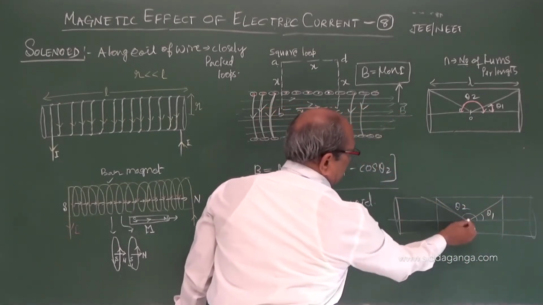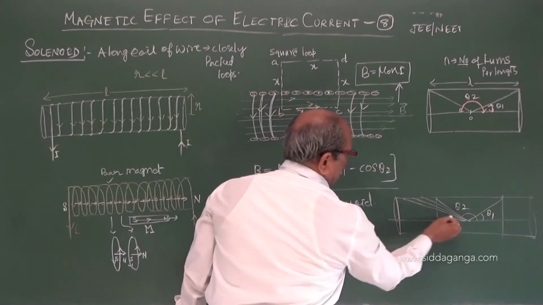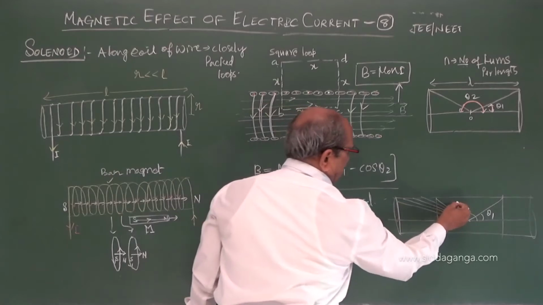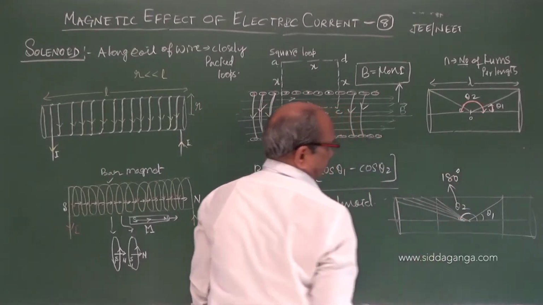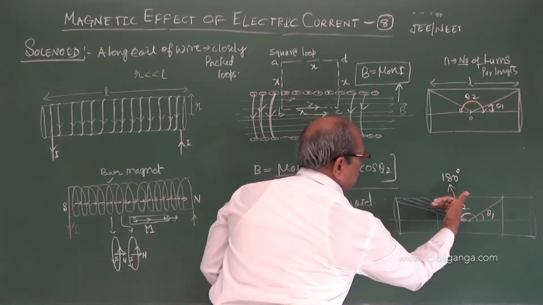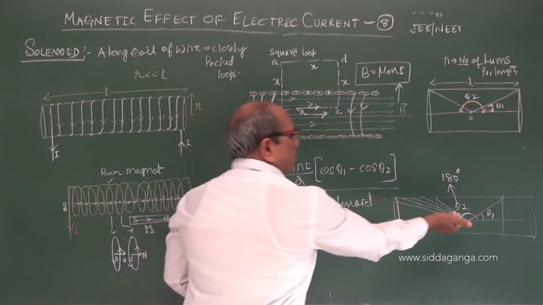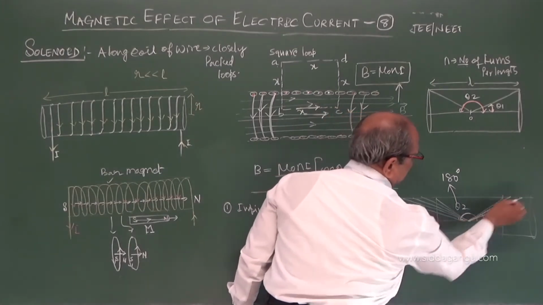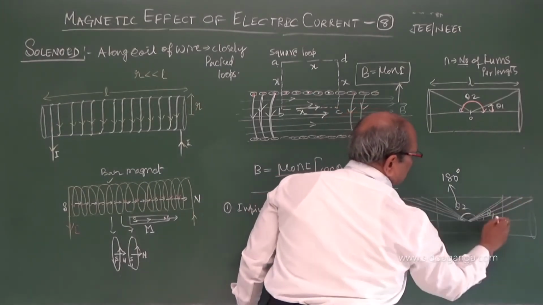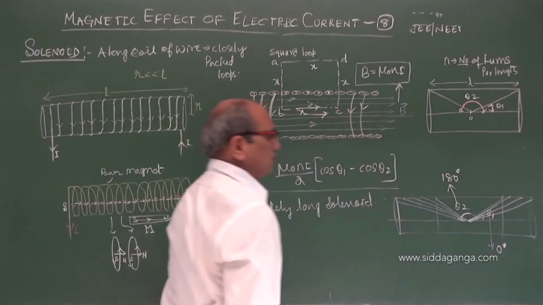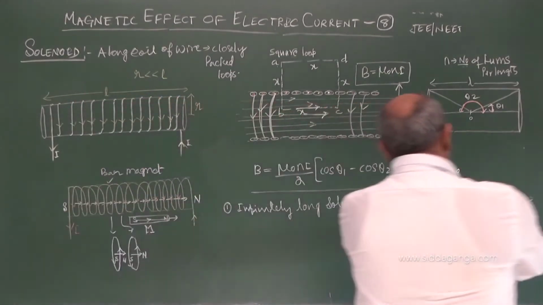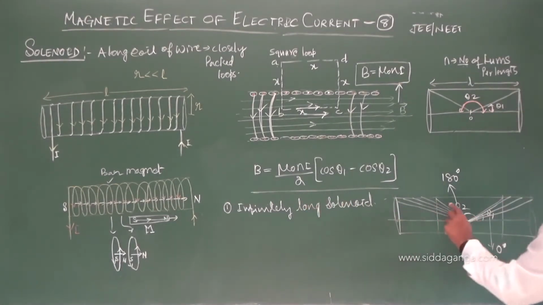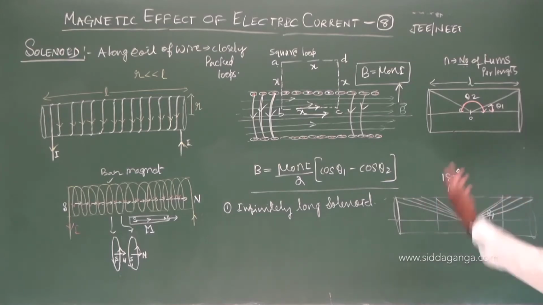As the length goes on increasing, you see that this theta 2 increases. It goes to infinity, which means theta 2 should become 180. Similarly, theta 1 goes on decreasing. As it reaches infinity, theta 1 becomes 0. I think you understood. We are extending the solenoid on either side to infinity. As it goes to infinity, theta 2 becomes 180 and theta 1 becomes 0.